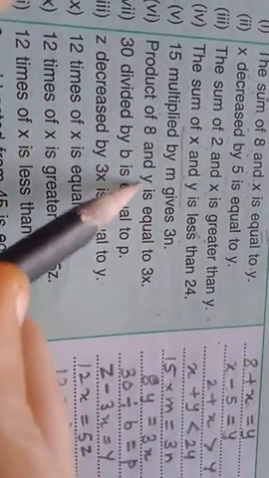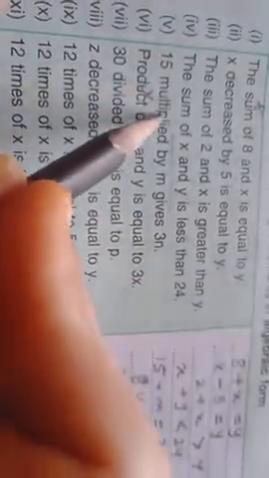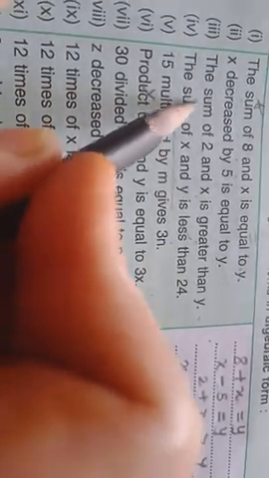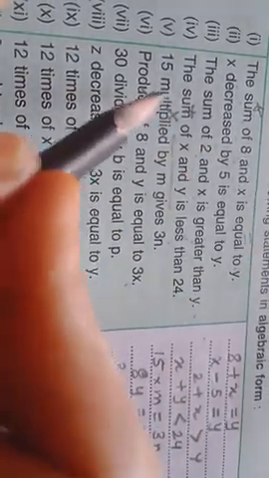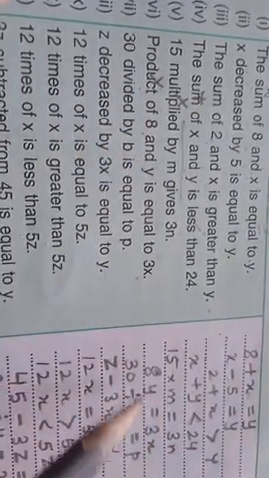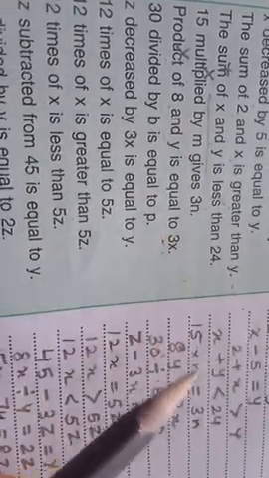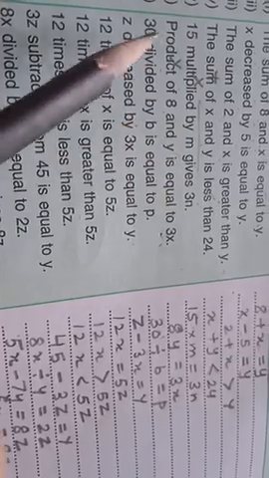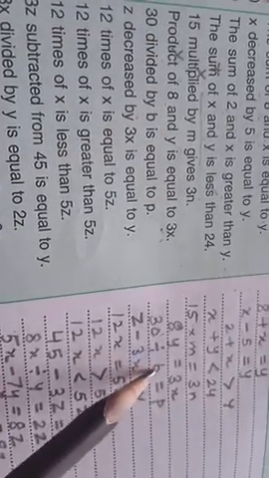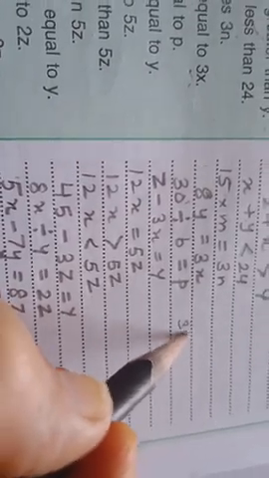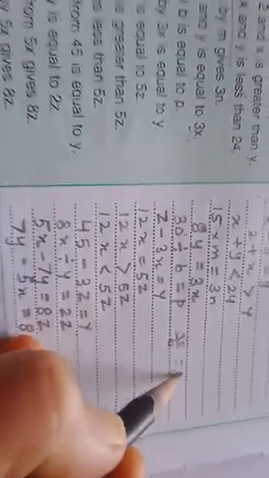Product of 8 and y is equal to 3x. Product means multiplication. Multiplied means multiplication. Sum means plus. Sum of what? Multiplication of what? That is important. So product of 8 and y means 8 multiplied by y is equal to 3x. I have written here. 30 divided by b is equal to p.